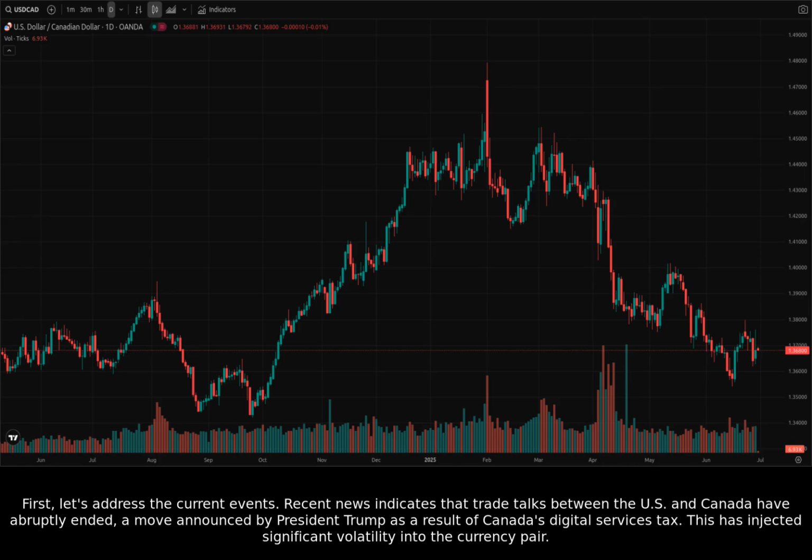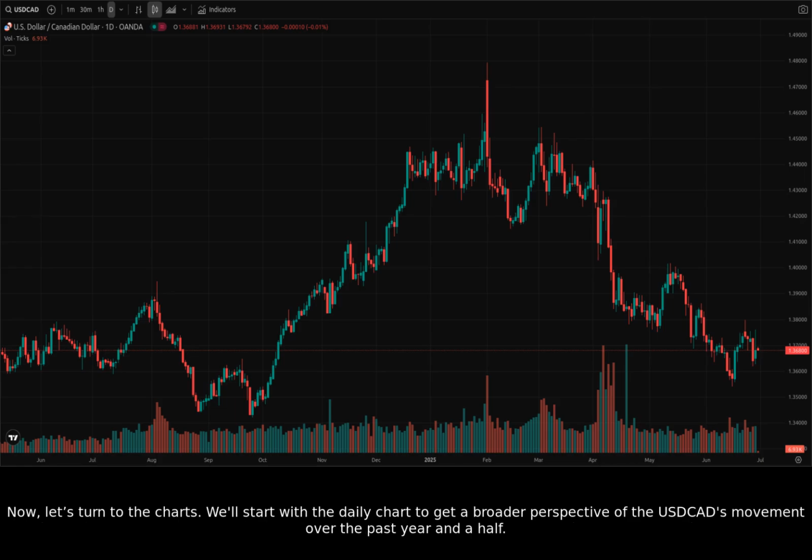Recent news indicates that trade talks between the US and Canada have abruptly ended, a move announced by President Trump as a result of Canada's digital services tax. This has injected significant volatility into the currency pair. Now, let's turn to the charts.